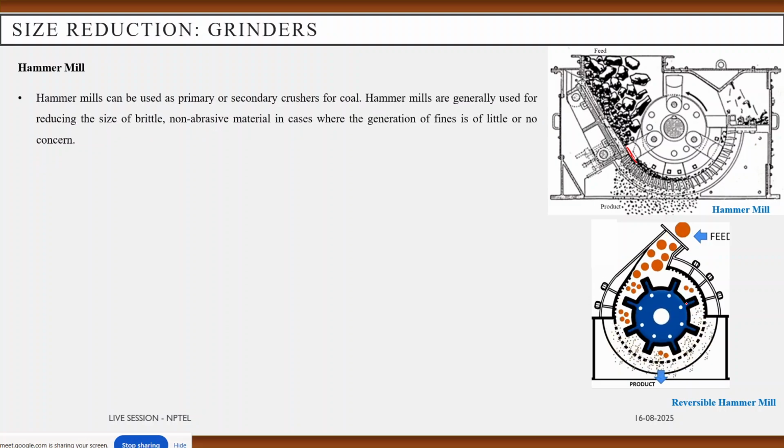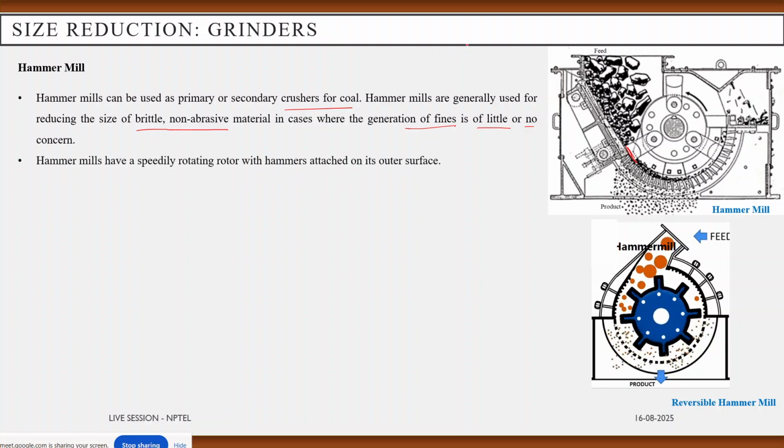So it can be used as a primary or secondary crusher for coal kind of material. Hammer mills are generally used for reducing size of the brittle and non-abrasive material in cases where the generation of the fines is of little or no concern. So we can easily use the hammer mill for those cases.